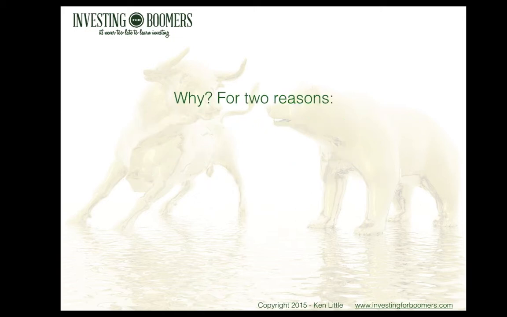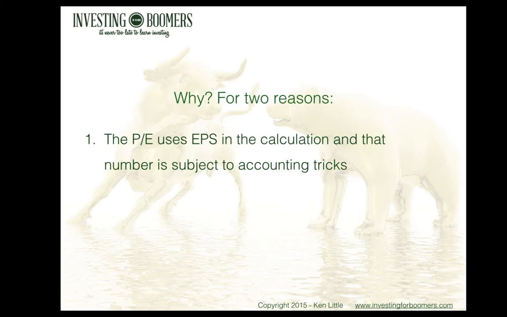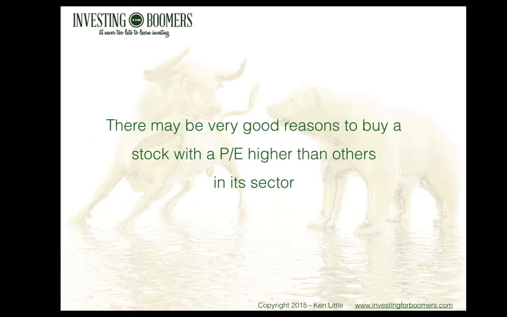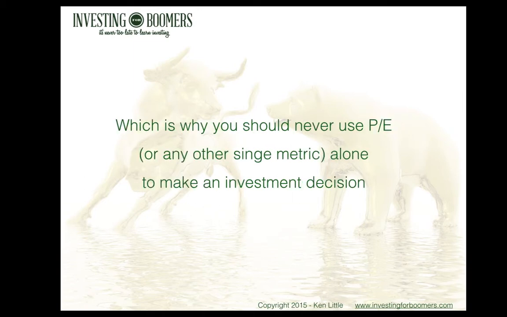Why? For two reasons. First, the PE uses earnings per share in the calculation, and that number is subject to accounting tricks. Two, just because a stock earned $1 per share one quarter doesn't mean it will grow or maintain those earnings in the future. There may be very good reasons to buy a stock with a PE higher than others in its sector, which is why you should never use PE or any other single metric alone to make an investment decision.